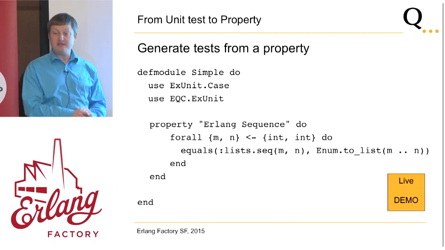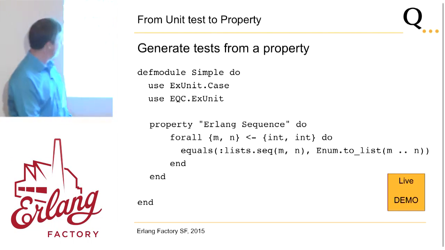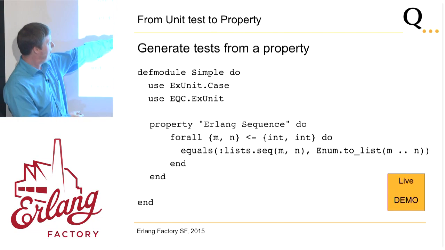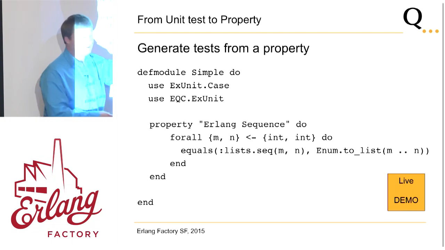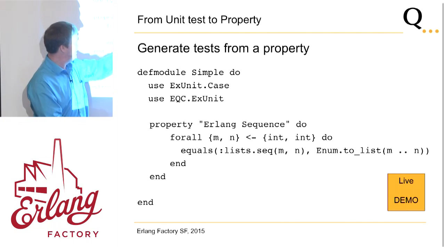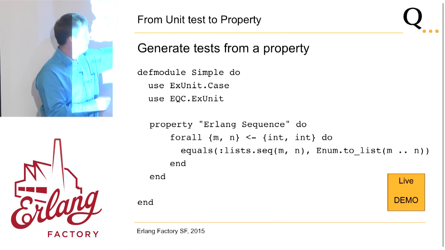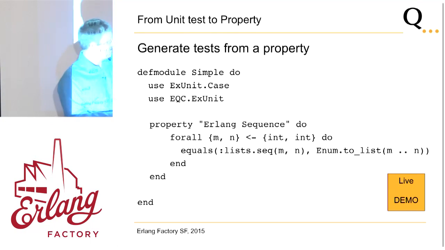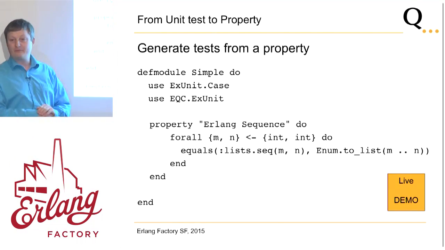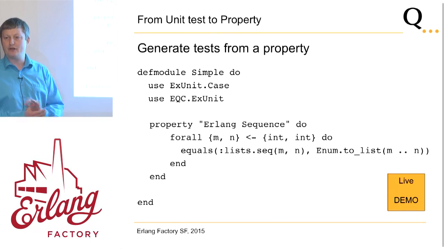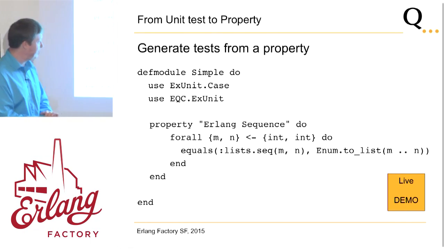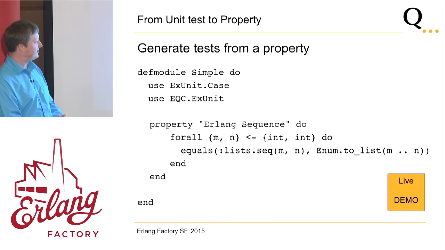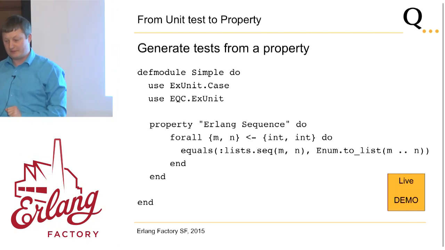Instead of test, you write property, you give it a name, and you say do. And this is logic, right? Second high school logic. For all m and n, which are from the domain integer, comma integer, so you take tuples of integers, two arbitrary numbers, and you say, it had better be the case that list sequence is the same as enum2list m.n for all the values m and n. That's how you write Elixir properties. It looks pretty simple, probably not very Elixirish, but we tried our best to make it Elixir, apart from this part, because that's the Erlang one we compare it against.